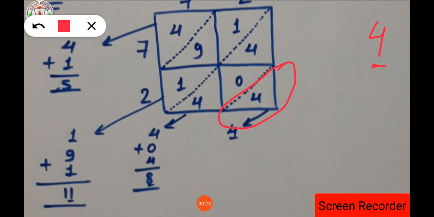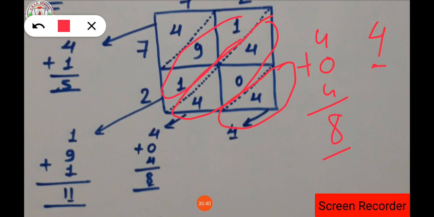Then in the second diagonal, what are we having in the second part? That is 4, 0 and 4. The 3 numbers we are having in the second diagonal. Add all the 3 numbers, it will become 8. Make the dash.